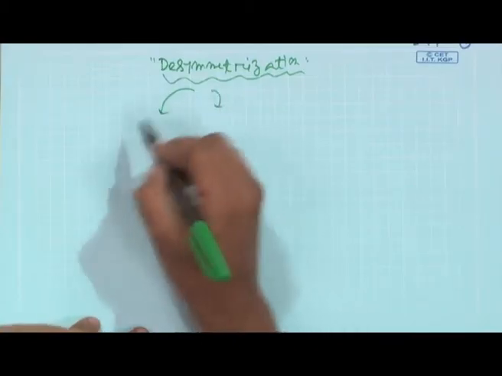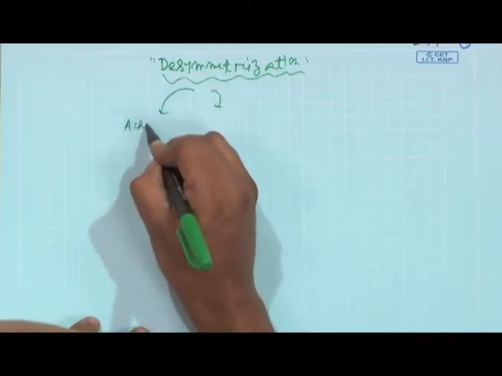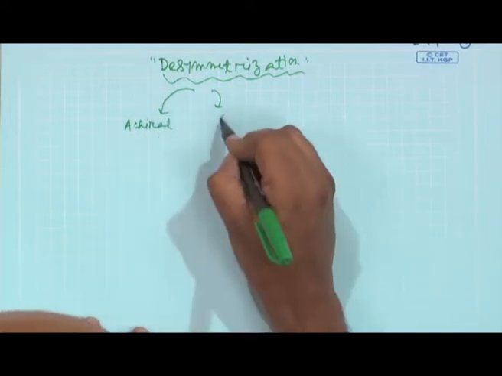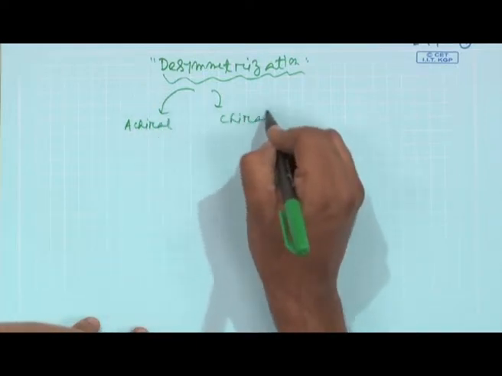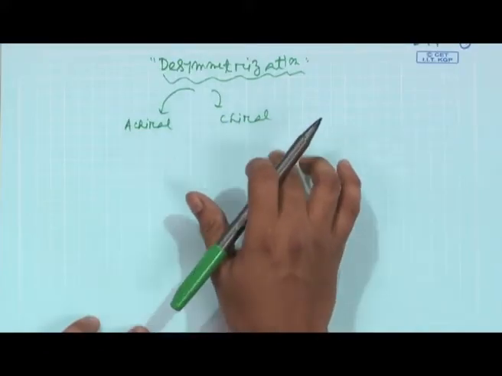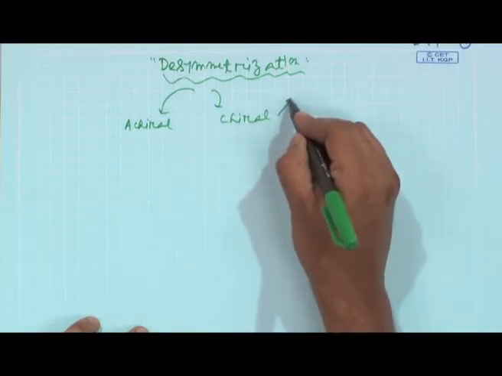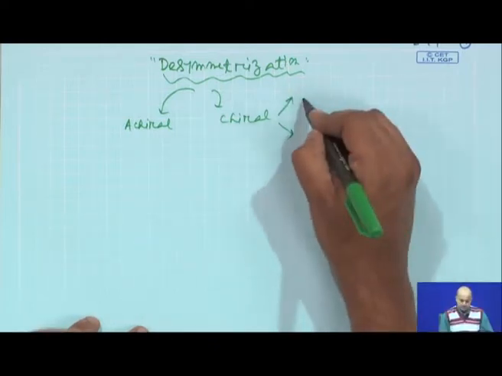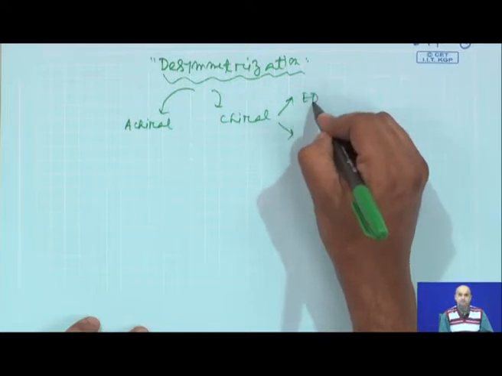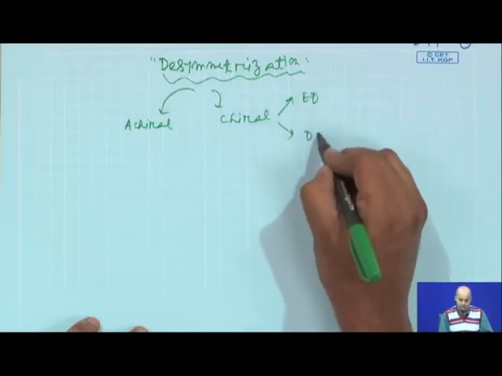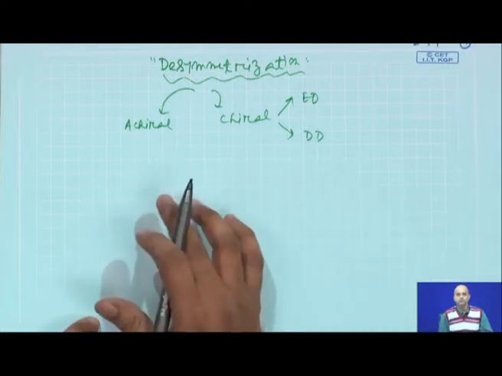Desymmetrization can be of two different types. We can call it achiral desymmetrization or chiral desymmetrization. As the name implies, achiral means the desymmetrization of this kind of strategy will give you an achiral molecule, and in this case it will give you a chiral molecule. In chiral desymmetrization, there are enantioselective desymmetrization or diastereoselective desymmetrization. But definitely things will be a little bit complicated.